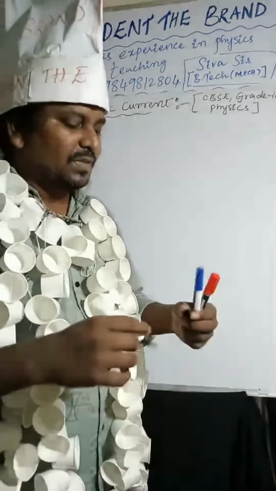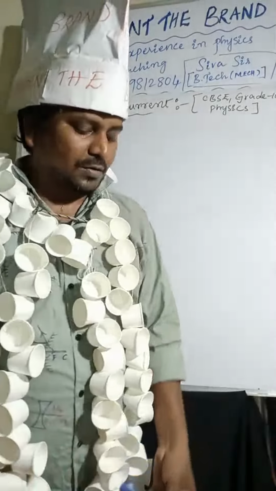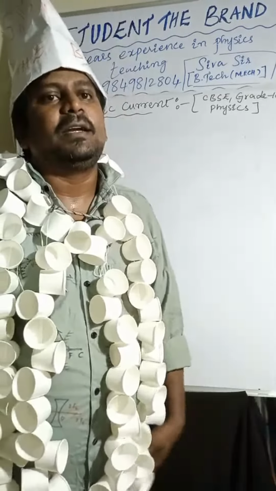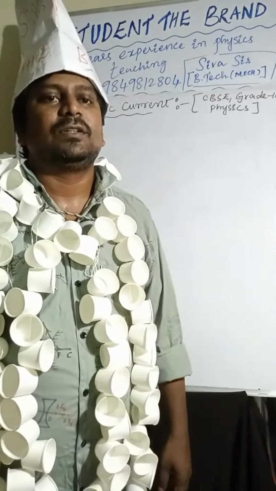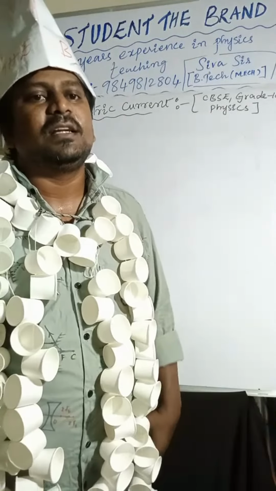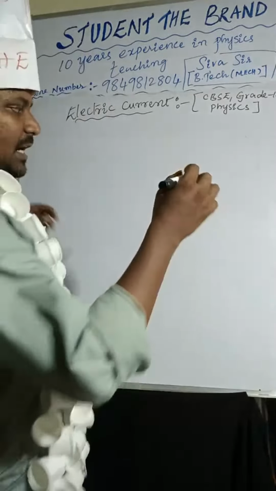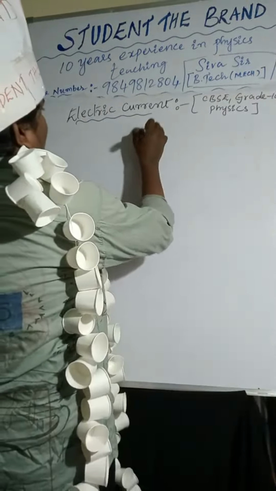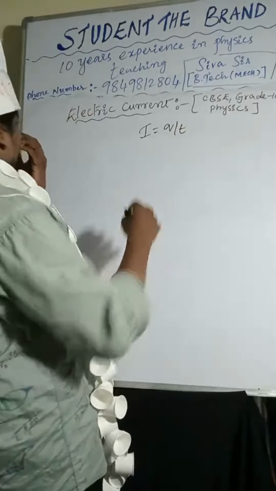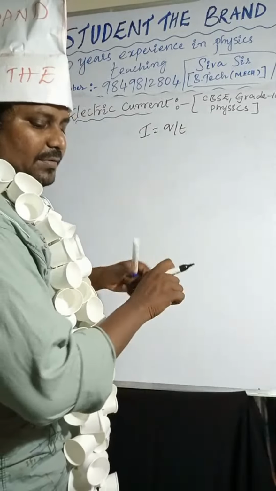When considering I equals Q by T, the SI unit of current is ampere, and the SI unit of charge is coulomb. Now we are considering the rate of flow of charge, so I equals Q by T. The SI unit of current is ampere.